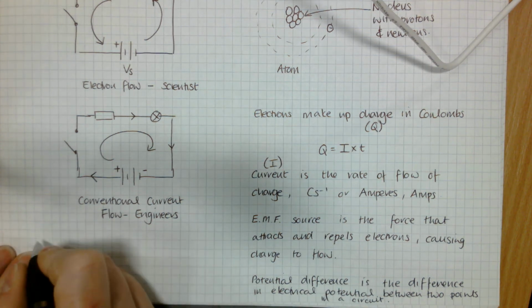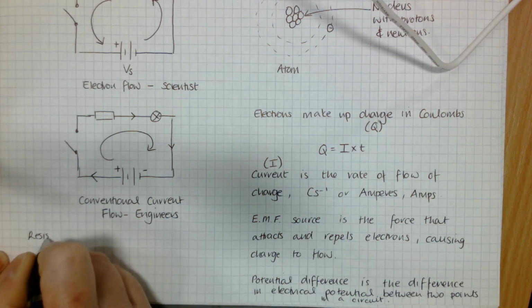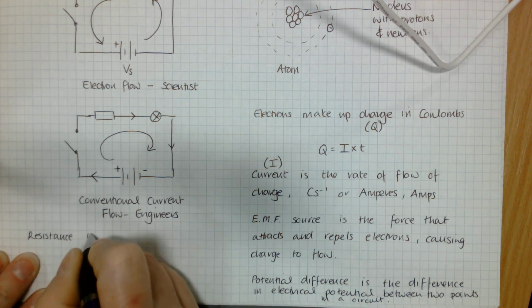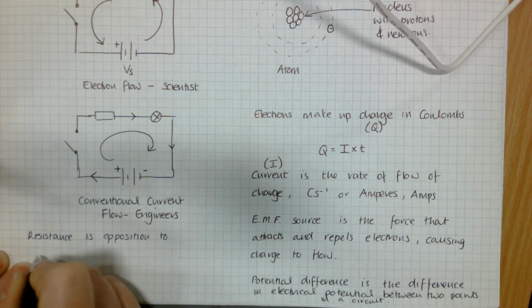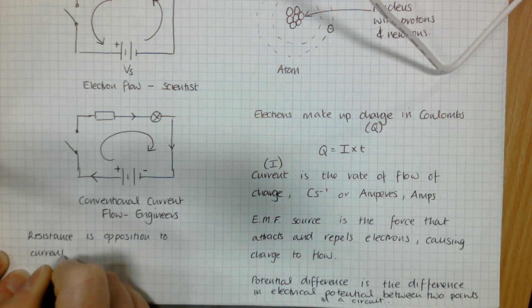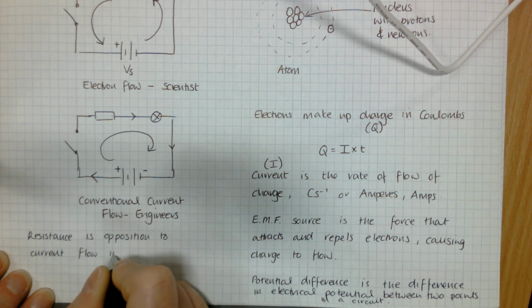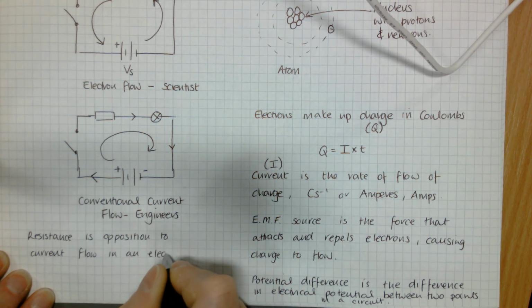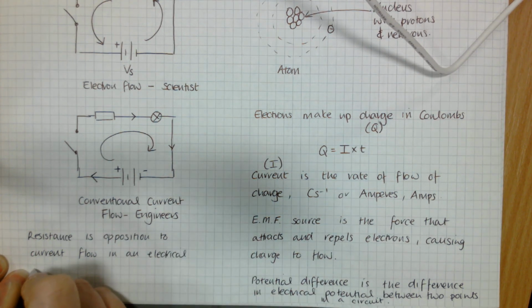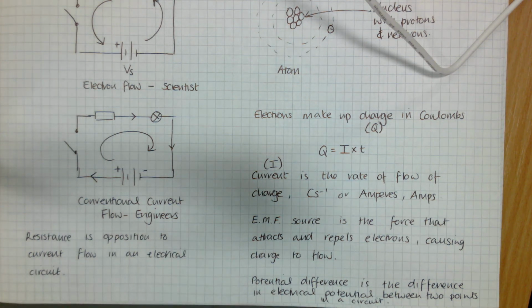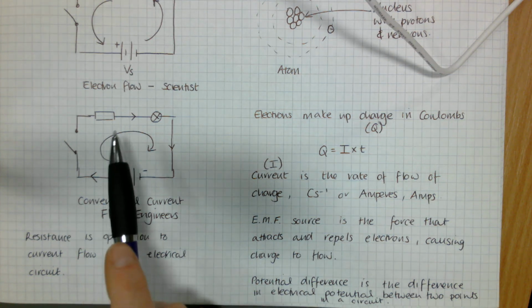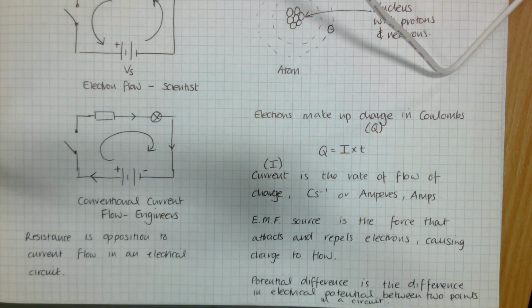And the resistor that you have in the circuit, the resistance, is opposition to current flow in an electrical circuit. So it's what limits the current flow and protects the cable and everything else in the circuit. So in this case, it would limit the current going to the lamp to make sure that nothing would overheat. So they are your kind of basic quantities.